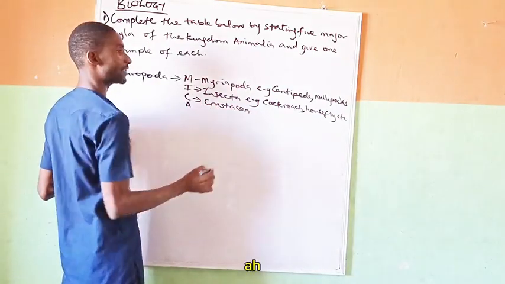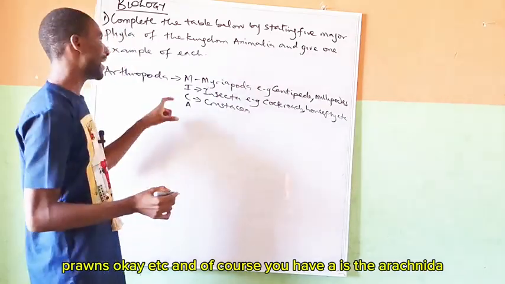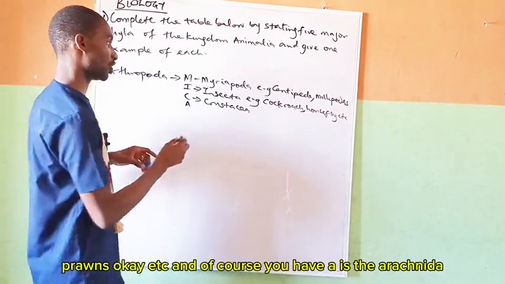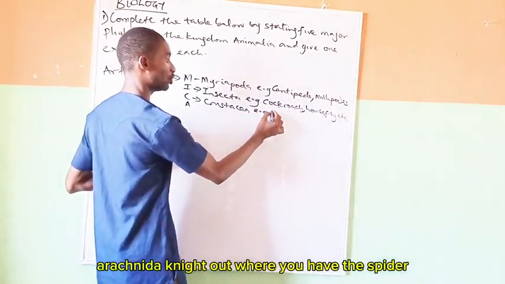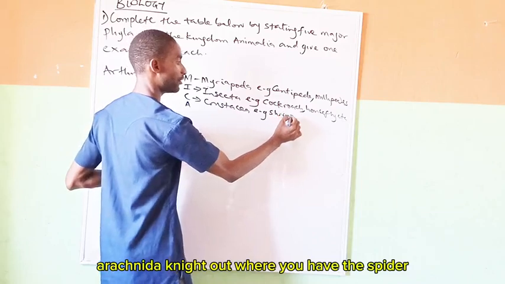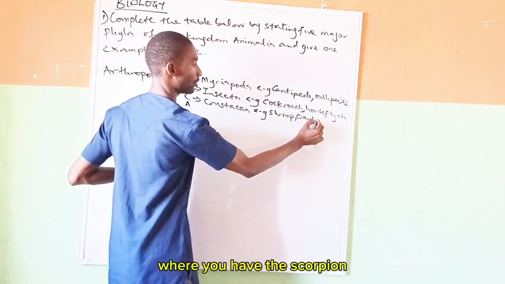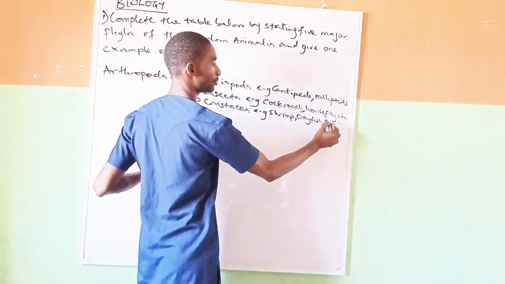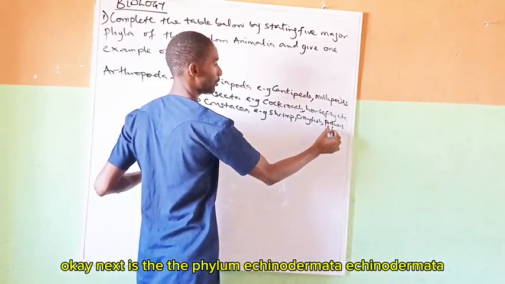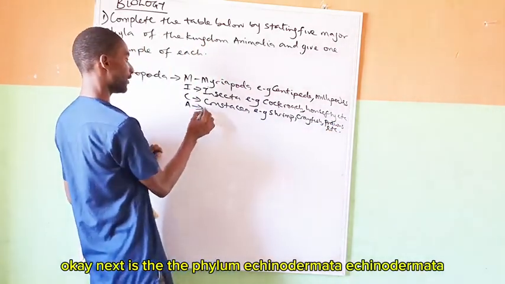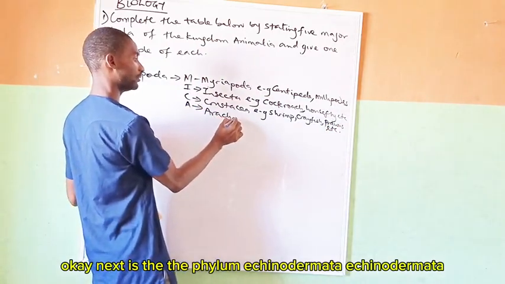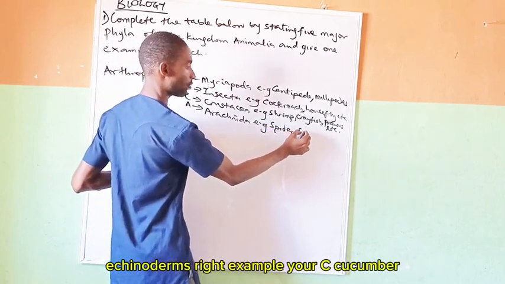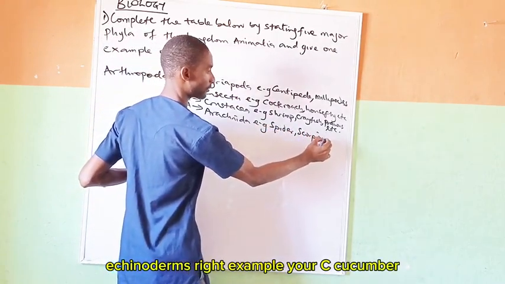They can ask you to write on the aquatic class, the class that is aquatic amongst the arthropods. That is the Crustacea. E.g., you have the shrimp, you have crayfish, lobsters, prawns, etc. And of course, you have A for Arachnida, where you have the spider, the scorpion, the termites.